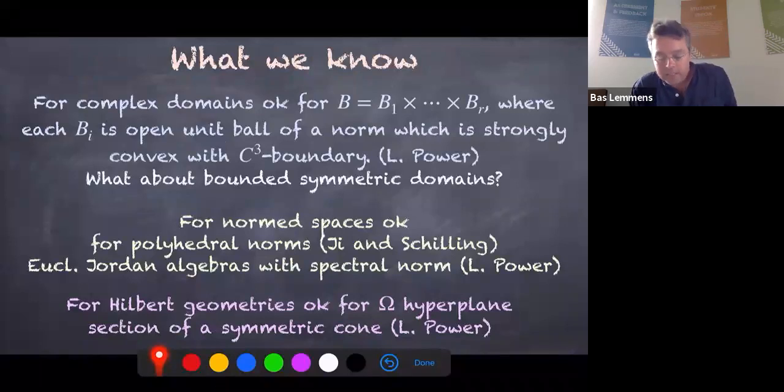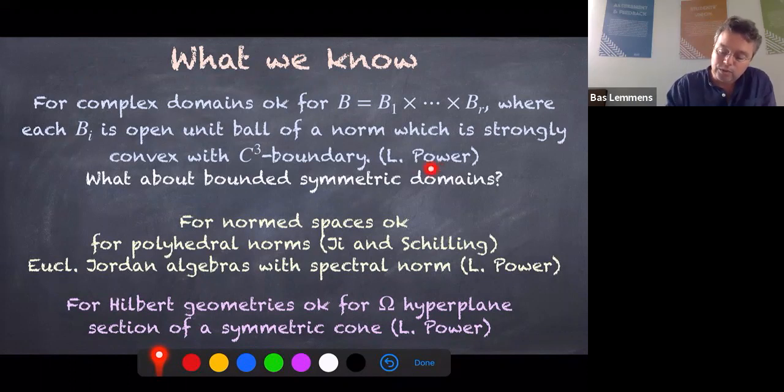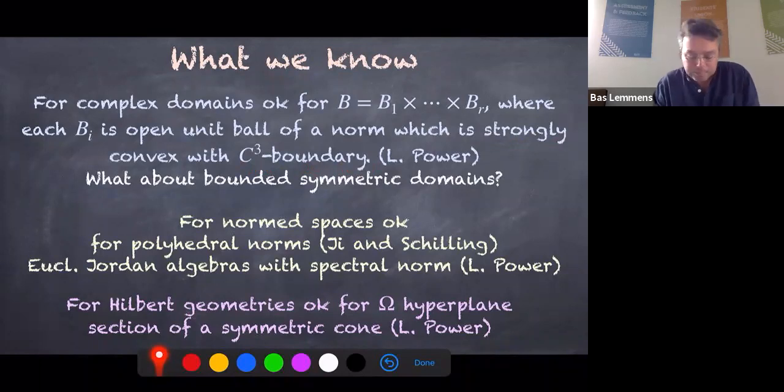So this of course begs the question, what about more general things? Here's what we can do so far. This is based on joint work with my PhD student Kieran Power and some other work I did earlier. First of all, for complex domains, we know it's okay if we take a product of domains B_i, where these B_i are open unit balls of some norm, where B_i is strongly convex and has a C3 boundary. This can probably be weakened, but I need some results by Abate to basically show that all my points are Busemann points.